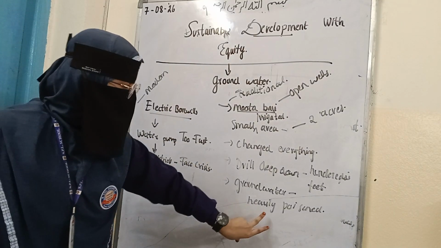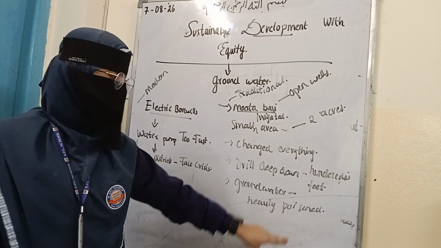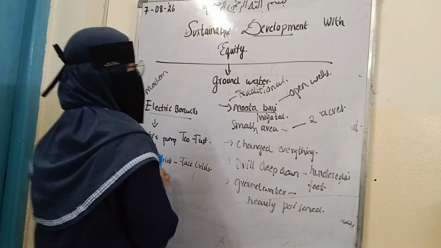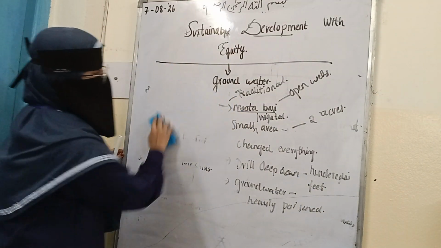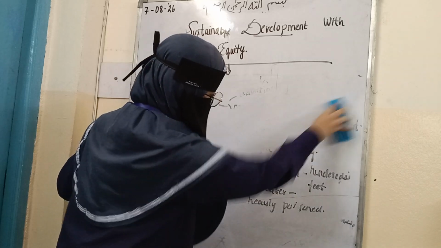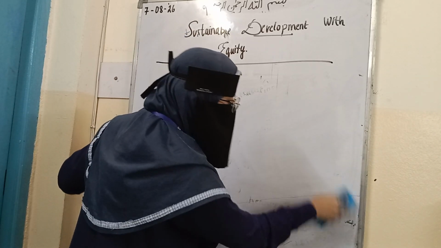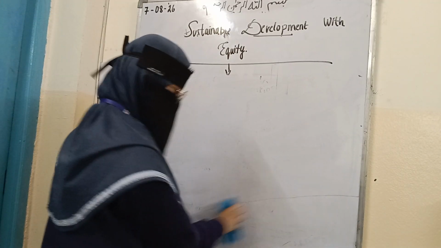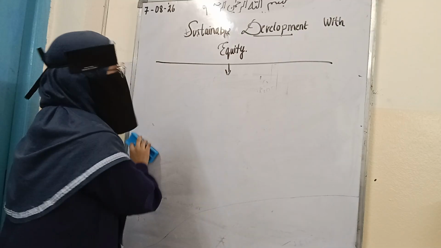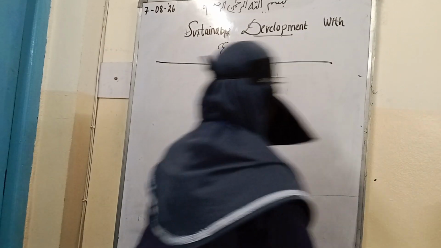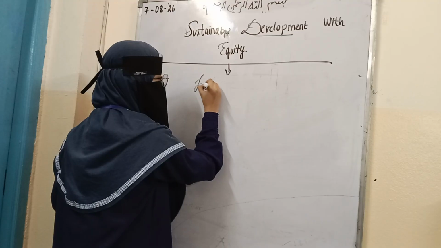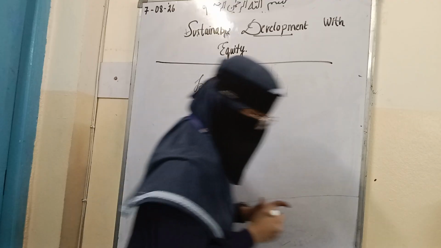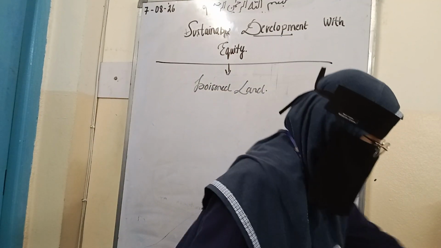Now let's see how groundwater tables are heavily poisoned. Groundwater is under the ground. We set the borewells or pump sets in our land and extract deep down. Now let's see how the water is poisoned. Poisoned land.